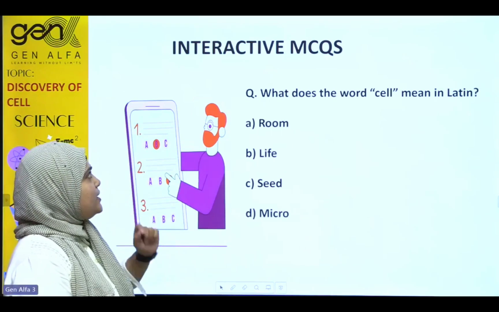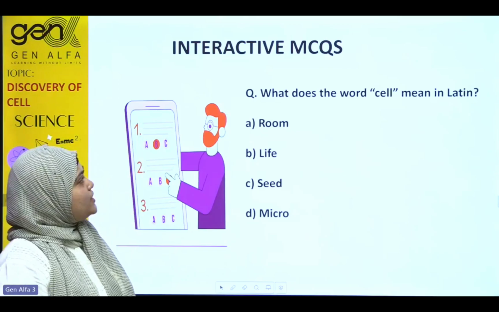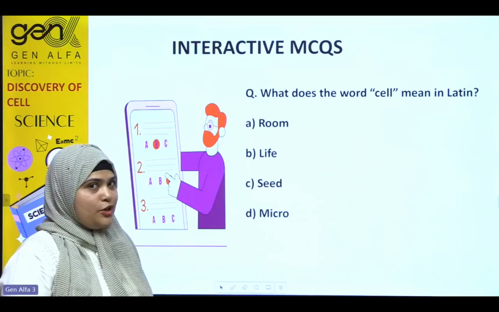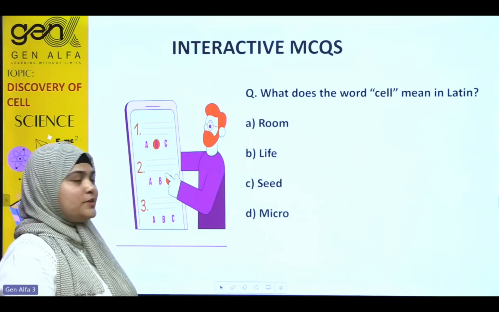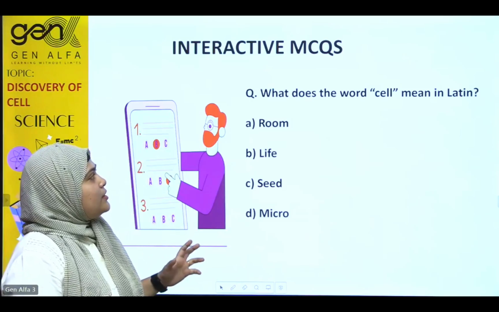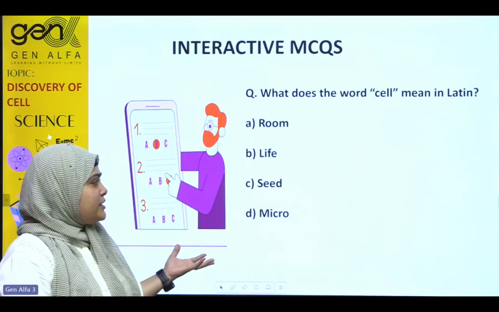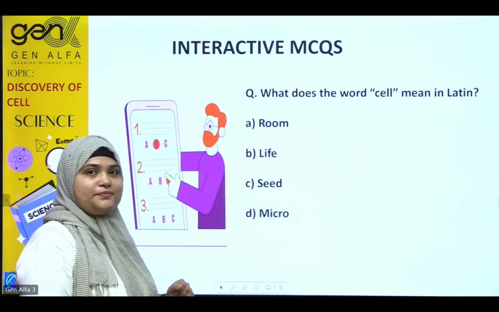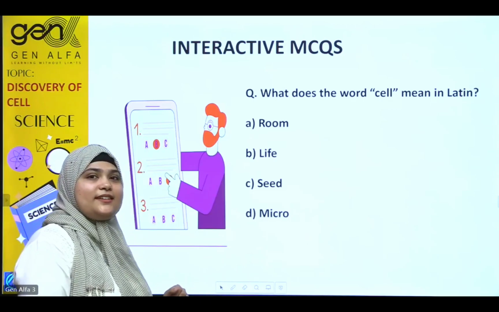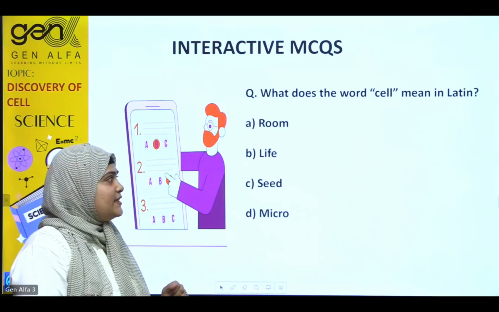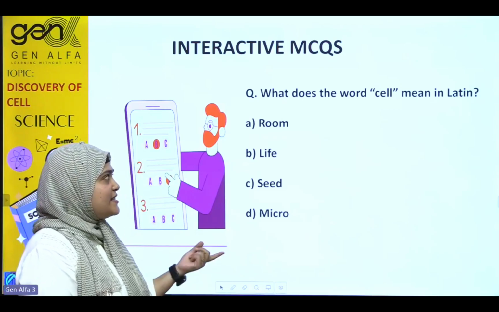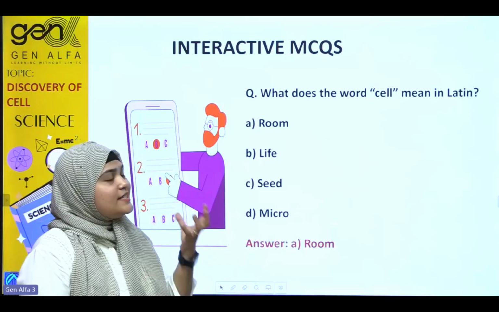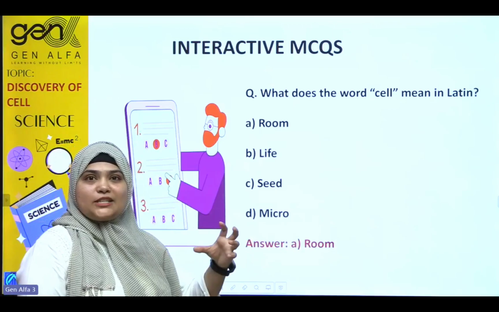Next question. What does the word cell mean in Latin? I told you, the very special term I used. Your options are room, life, seed, and micro. What is the correct answer? Yes, it is option number A, that is room. I gave you the word cell came from the Latin word cellula, which means small room.